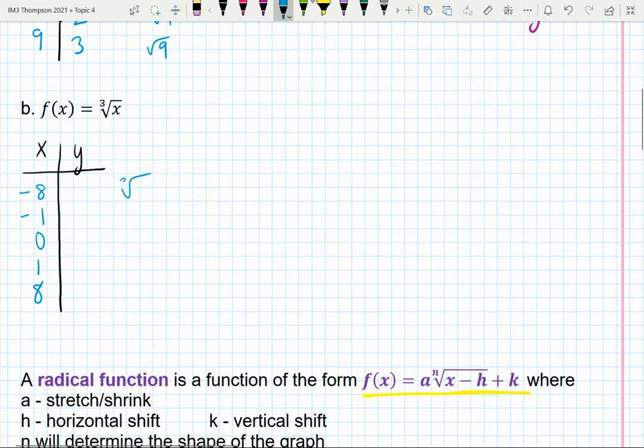The cubed root of -8. Now, when I'm doing cubed roots or any odd root, I can have negative numbers underneath there. Because this is asking what to the power of 3 is -8. And I can put a -2 in there.